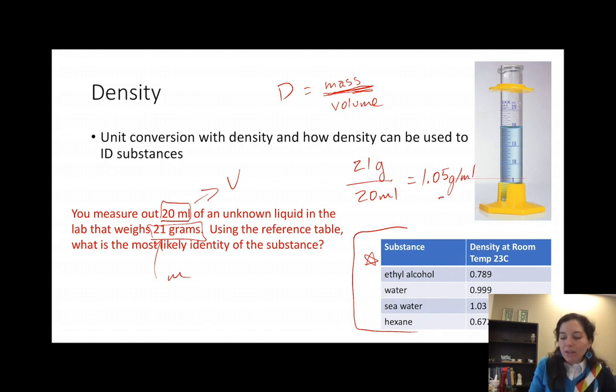Now you'll notice I wrote out this unit. I would suggest in this class that you always write out units, just because it's going to come in handy down the line. Okay, so if we look at our tables, we see that this is the one that's closest to that density, so it's most likely seawater.